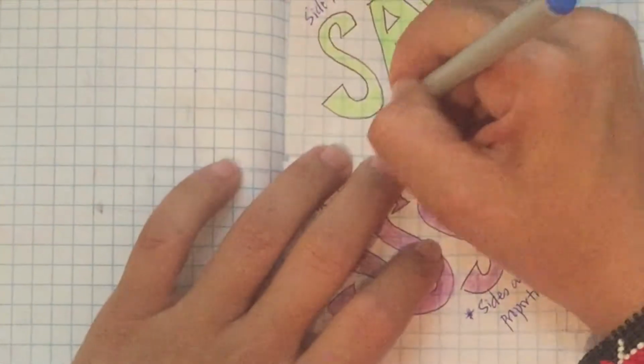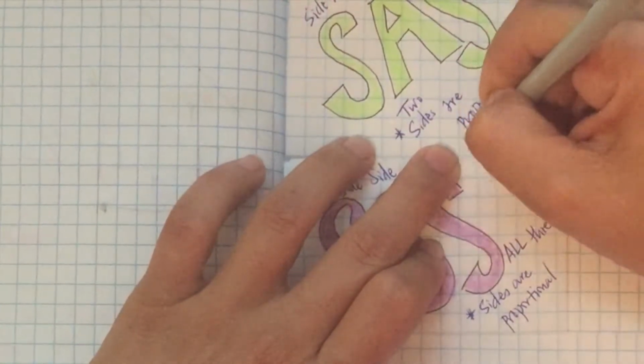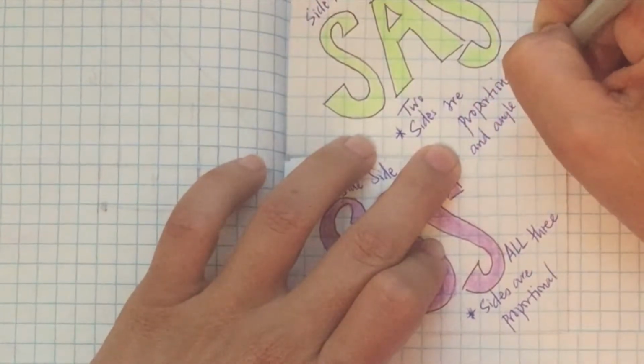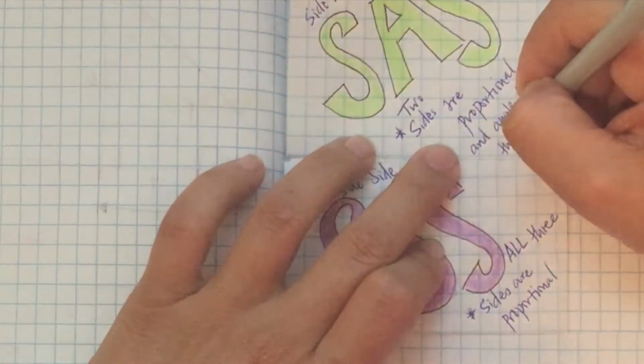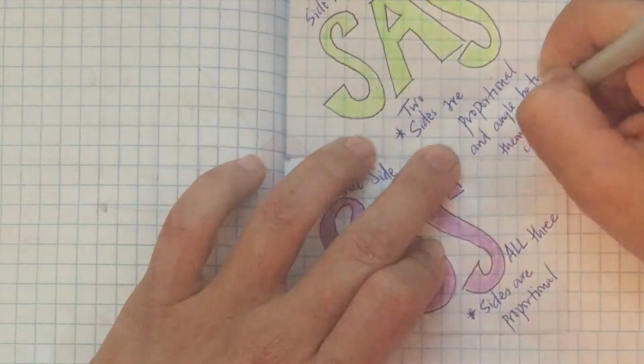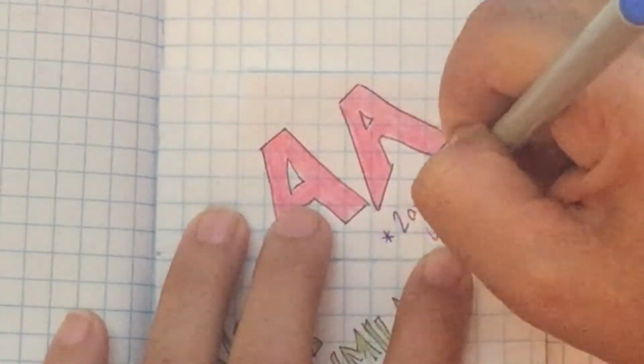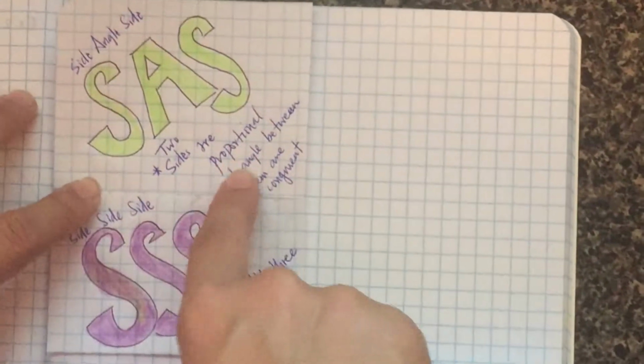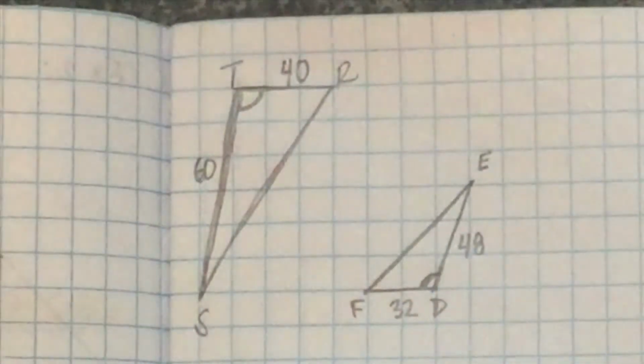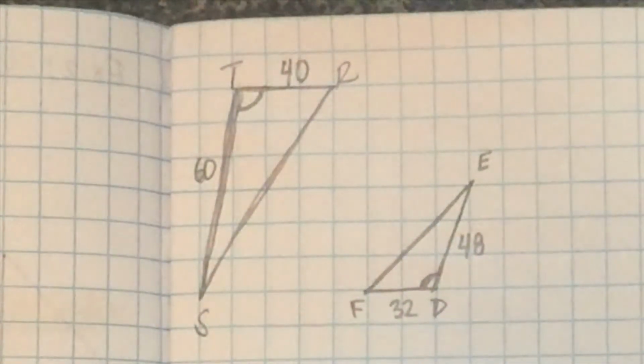As a listening check, put a box around all 3. Alright, so SAS, again, 2 sides are proportional, the angle between them is congruent. AA means angle, angle. 2 angles are congruent. Alright, so go ahead and pause the video and copy that down under SAS.